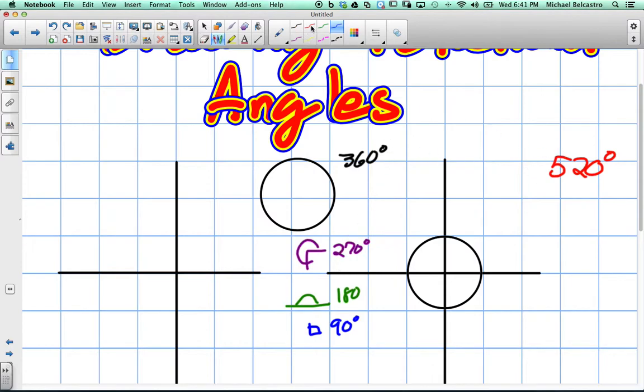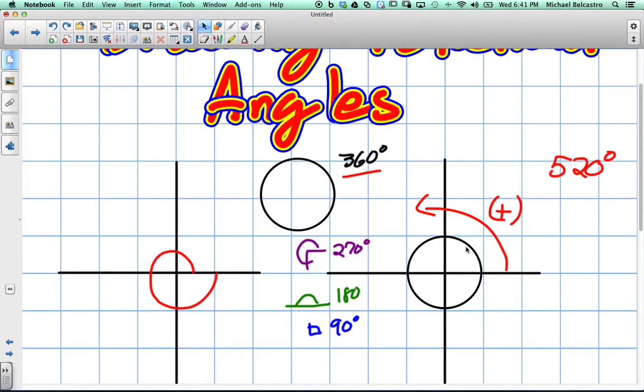So 520. Well, first of all, this is the positive direction when drawing. So when we draw, we know that one full rotation is 360. So I can quickly go around once, right? And right away, what we've done there is I kind of use a circle. I can shrink these guys. Right away, we have used up 360 degrees.